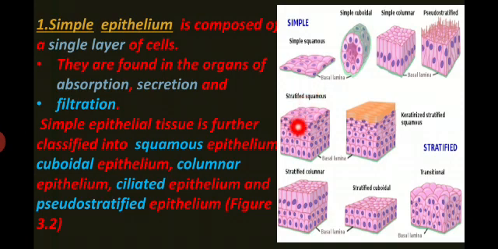Simple epithelial tissue is further classified into squamous epithelium, cuboidal, simple columnar, and pseudostratified ciliated epithelium. These kinds of simple epithelium have specialized structures, each different from one another. Squamous epithelium is a sheet of flattened cells.